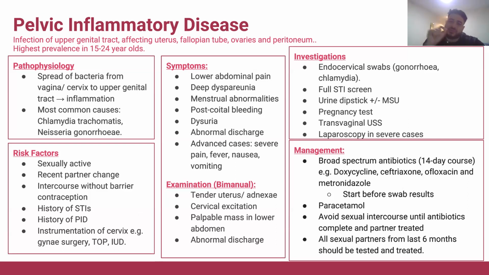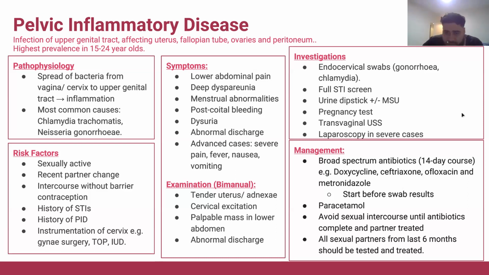In terms of investigations, so you want to do an STI screen because, as I said, chlamydia and gonorrhea tend to be the two most common causes of it. So you'd also do things like get endocervical swabs because you're swabbing for gonorrhea and chlamydia. But because the patients can present with dysuria, you'd also want to get a urine dipstick as well, with microscopy and culture. You'd also always get a pregnancy test. Anyone presenting with lower abdominal pain, you must do a pregnancy test. And a transvaginal ultrasound may be indicated if in a bimanual you found a mass in the lower abdomen.